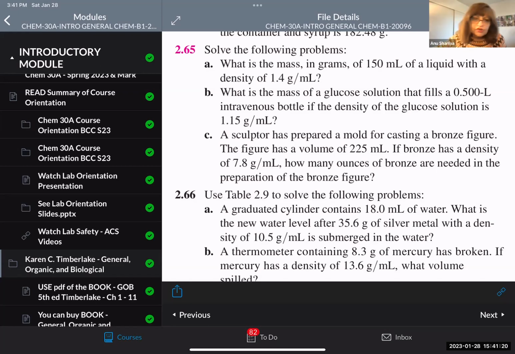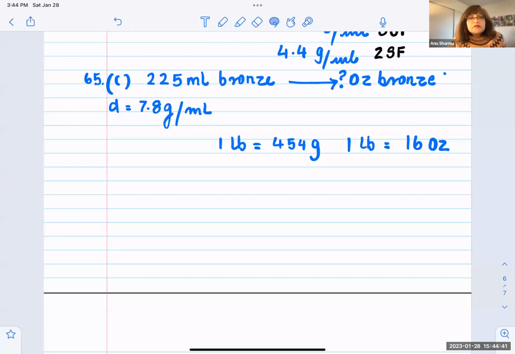So how are we going to do this? Let's set up the problem first. Okay, so this is the way you set up the problem. First of all, write down all the things that are given to you and that are known to you. In this question, you are given 225 milliliters of bronze, and the question is asking how many ounces of bronze there are. Then the given is the density, grams per milliliter. Now, these are known from the tables, the relationship between the grams and pounds, and then the pounds to ounces.